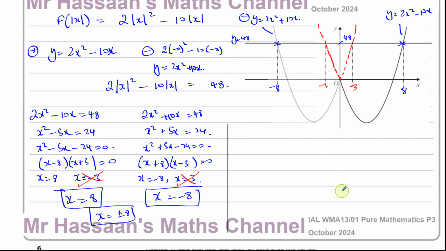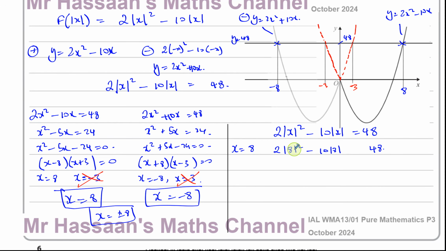Okay, now, if we didn't draw the graph and we wanted to check algebraically, then we'll take our original equation, which is 2 times the modulus of x squared minus 10 times the modulus of x equals 48. And we would basically test the different values. So when x equals 8, this will be 2 times the modulus of 8 squared minus 10 times the modulus of 8 on this side, and this side will be 48.